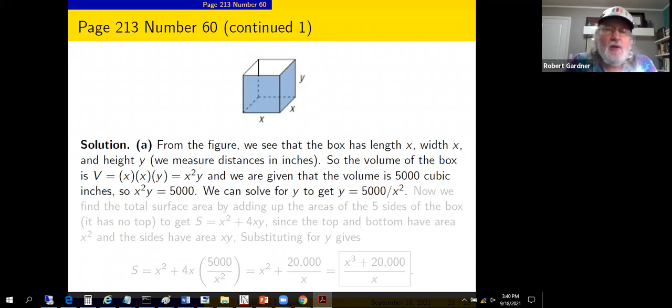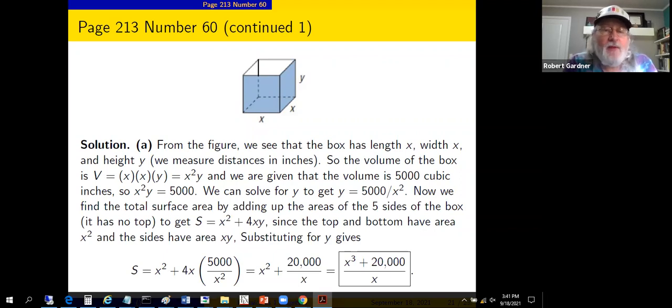So we can solve for y in terms of x. Divide both sides by x squared, and you'll see that y equals 5,000 over x squared. I want y in terms of x because they've asked us to find the surface area in terms of x. So I give the verbal cue of what you're up to there. We want things in terms of x. We want y in terms of x.